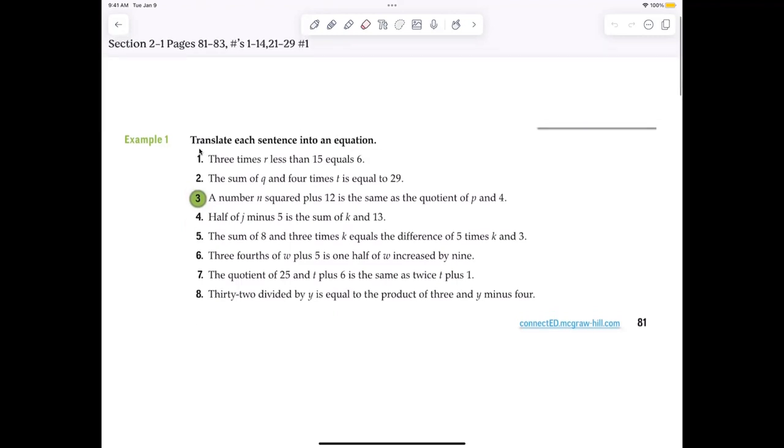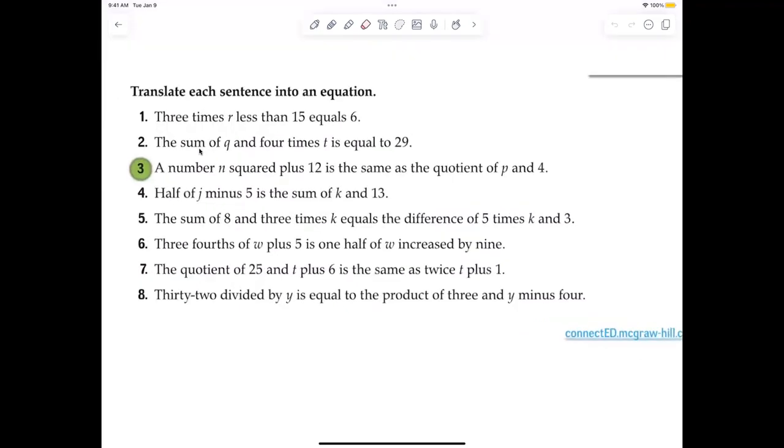Now, please head your paper. Make sure your name's on your paper because I already threw like 5 pieces of homework in the garbage the other day. All right. Make sure your name's on your paper right now. All right. Translate each sentence into an equation.